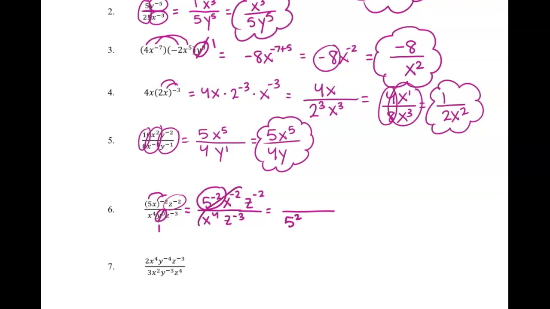x to the negative 2nd over x to the 4th. Well, negative 2 minus 4 is negative 6, so that's an x to the 6th on the bottom. The z's, negative 2 minus a negative 3 is like negative 2 plus 3, which is 1, so we end up with a z to the first power on top. So we end up with z over 25x to the 6th.